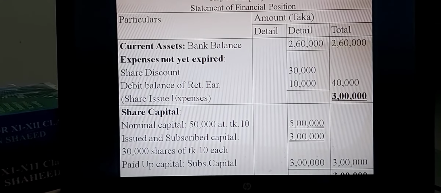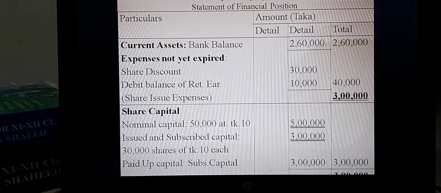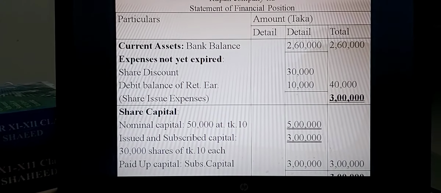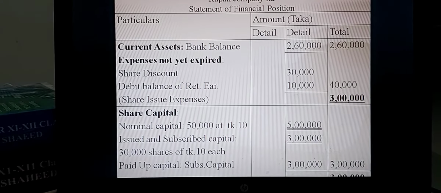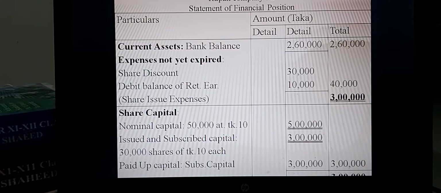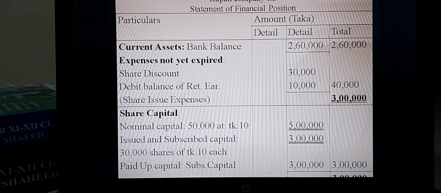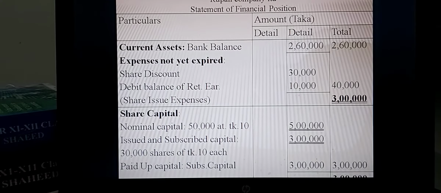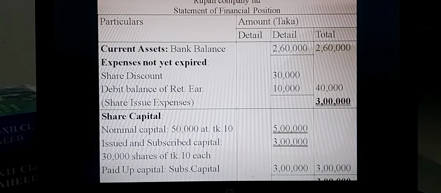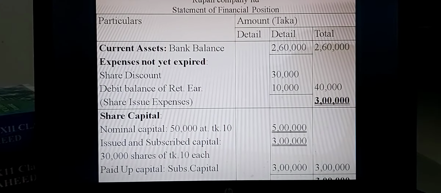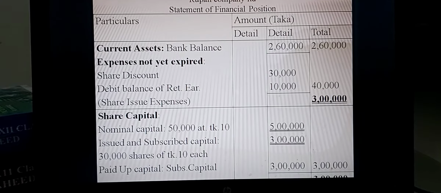Another item for expense not yet expired, that is fictitious asset or share issue expenses, is the amount of taka 10,000. But in this head you have to write it as debit balance of retained earnings, taka 10,000. So at this moment the total amount of expense not yet expired is taka 40,000 in the outer column. Now you can total, and the grand total of assets is taka 2,60,000 plus 40,000 equal to taka 3,00,000.